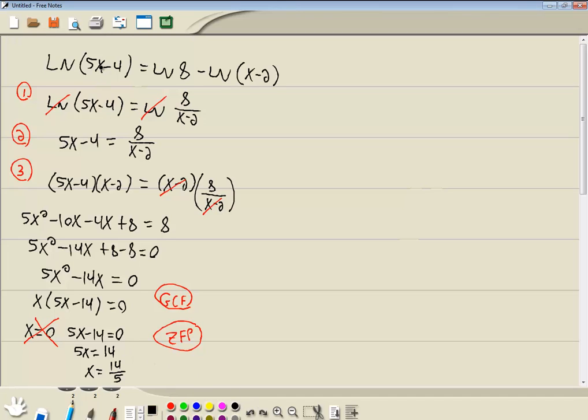14/5. If I put 14/5 up here for x, the 5's would cancel. I'd have 14 minus 4, which is 10, which is not 0 or negative. And if I put 14/5 over here, 14/5 minus 2, I don't know what it is, but it's not 0, it's not negative. And that's the only thing we're checking for when we're solving those. So our answer is x equals 14/5.